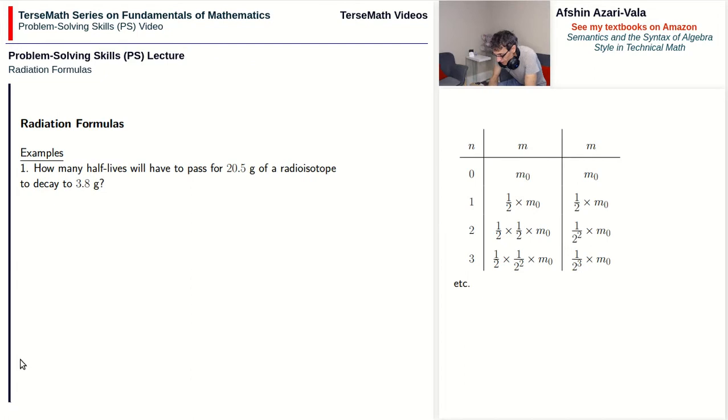All right, let's take a look at some problems. Problem 1, how many half-lives will have to pass for 20.5 grams of a radioisotope to decay to 3.8 grams? We start with the formula. In this case, n is missing, the number of half-lives. Rearrange the formula and solve it for n.